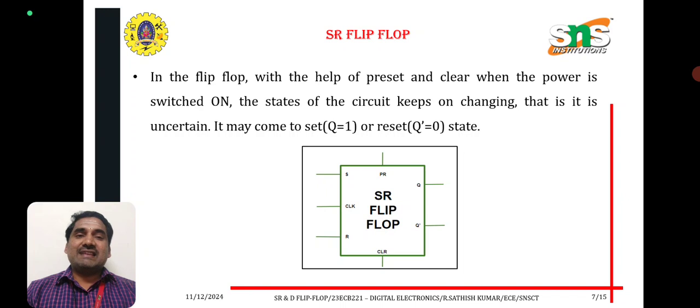Now we can see the SR flip-flop and D flip-flop. In this flip-flop, with the help of preset and clear, when the power is switched on, the state of the circuit keeps on changing. That is, it is uncertain. It may come to set, Q equal to 1, or reset, Q dash equal to 0. The SR flip-flop consists of set, reset, clock, preset and clear, and then the outputs Q and Q bar.